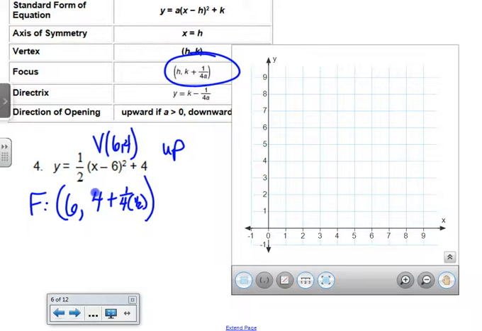Now be careful on your calculations for this problem, because 4 times 1/2 in the denominator is really a 2, so it's 4 plus 1/2. So 6 and then 4.5 for our focus point.